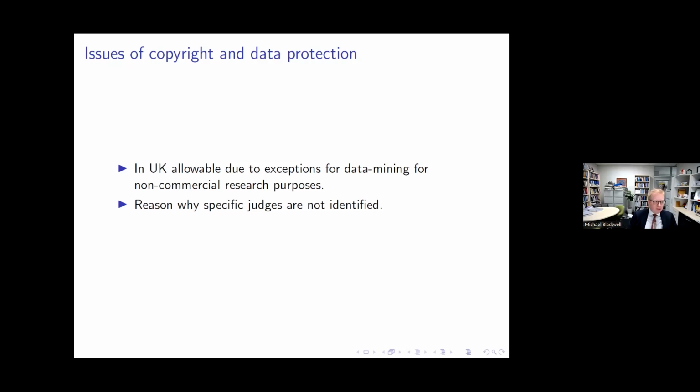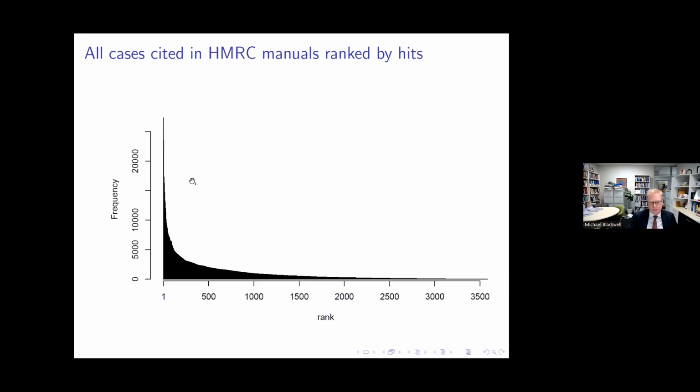And the reason I don't identify and name specific judges in my research is because if I were to do so, then it would put me in a more difficult position with regard to data protection rules. And then I'd have to start informing people that I'm processing data on them. Whereas at the moment, I fall outside that requirement.